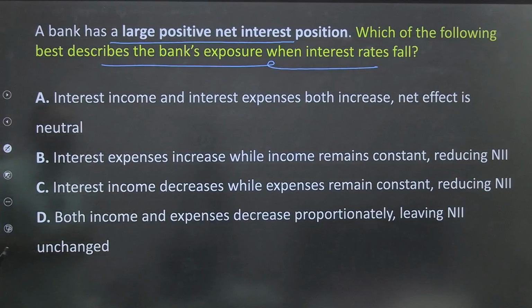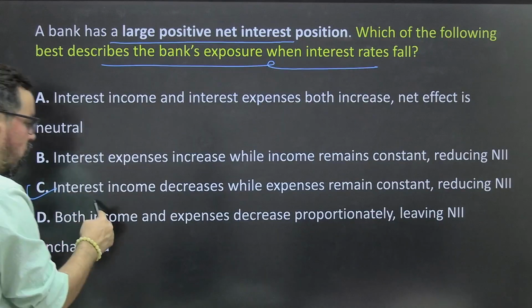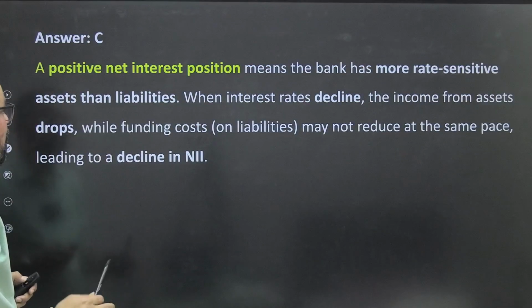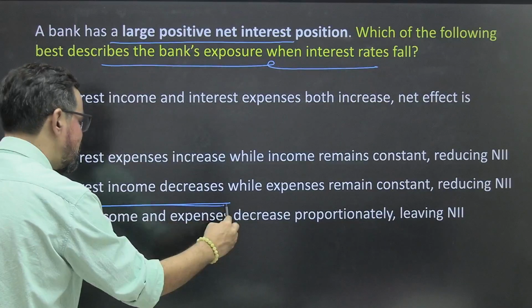Interest expenses increase. Interest income decreases while expense remains constant, thereby reducing NII. Both income and expense: interest income decreases, expense remains constant. So option C should be the right answer. Let us confirm once. Yes, okay. See what will happen, interest income will decline.